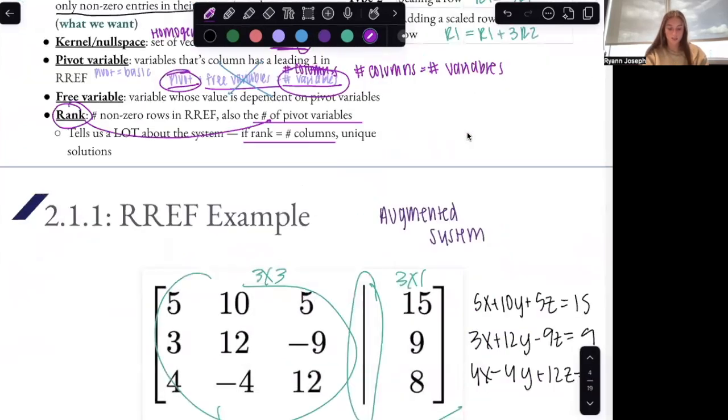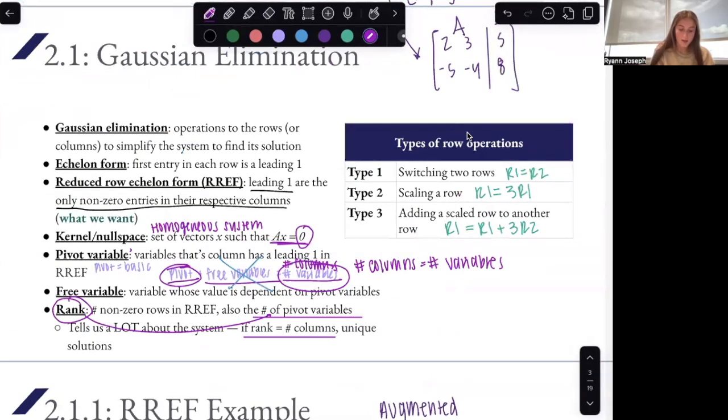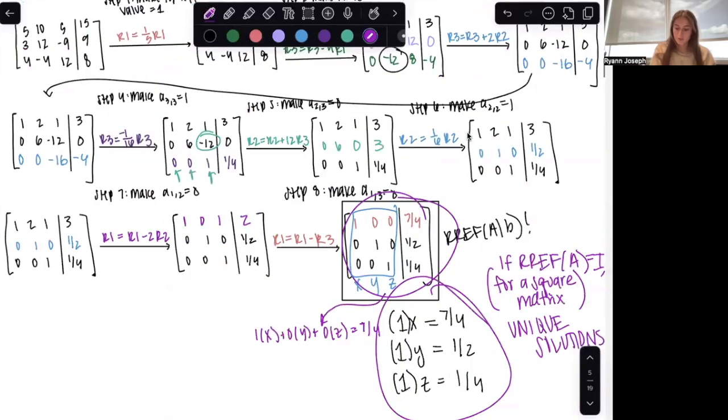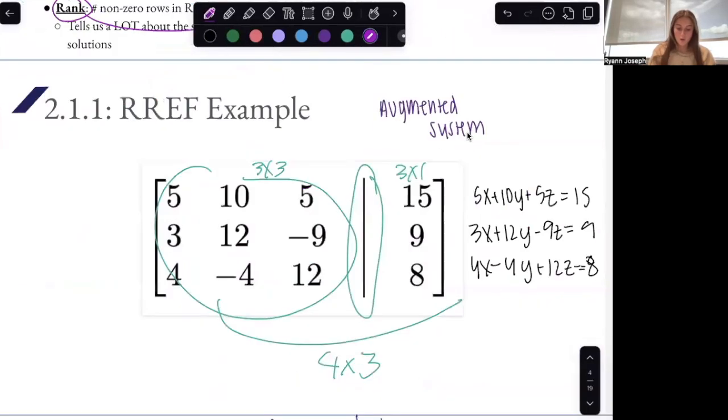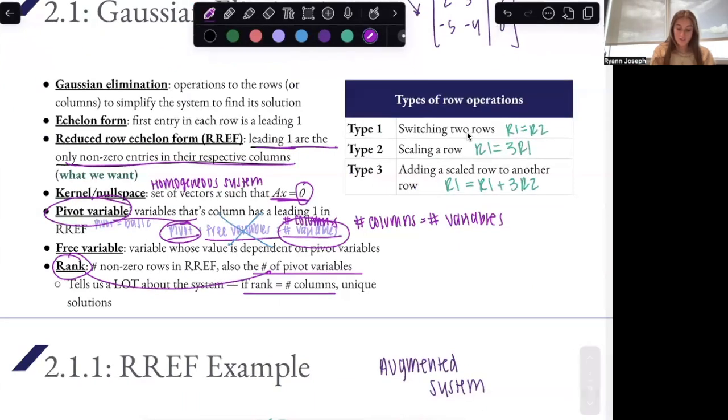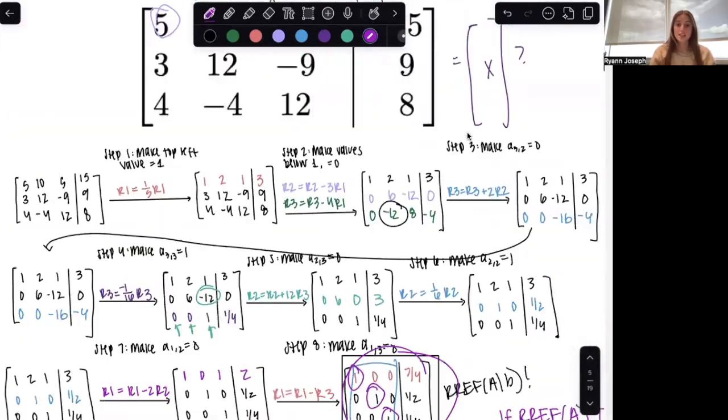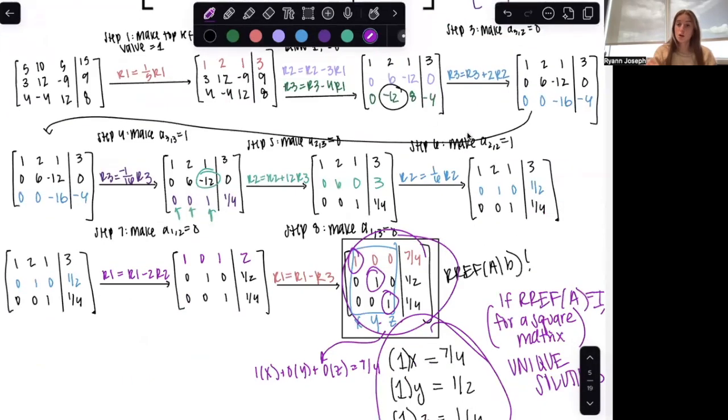Recalling what else we discussed, all of those were pivot variables because there was a leading one, which was the only non-zero entry in their respective column. So pivot variable, pivot variable, pivot variable: x, y, z. We know that all of them are pivot variables. We didn't have any free variables, which led us to having unique solutions. And the rank of this matrix is 3 because the reduced row echelon form has 3 non-zero rows. 1, 2, 3.